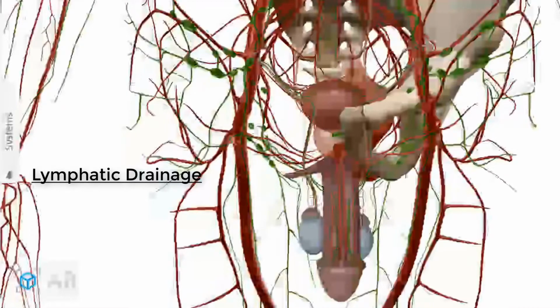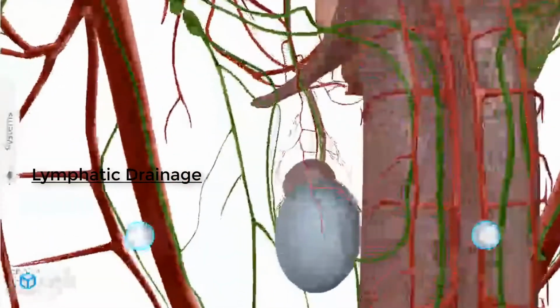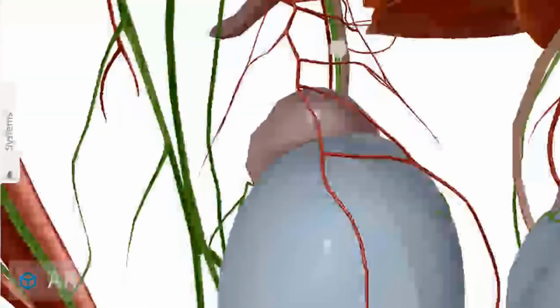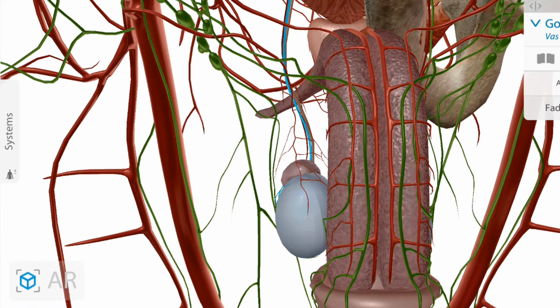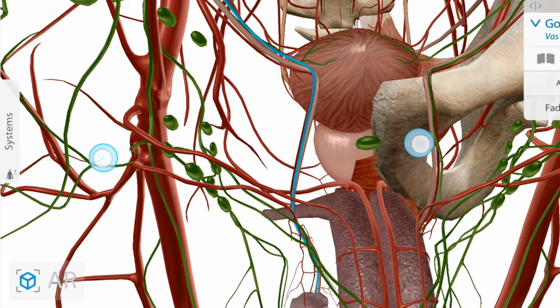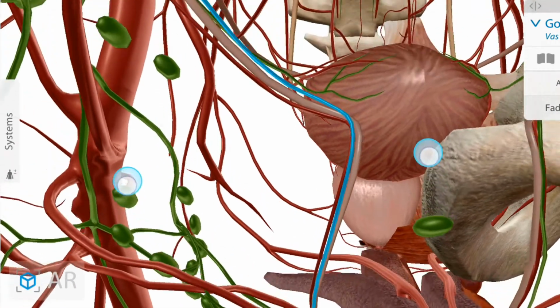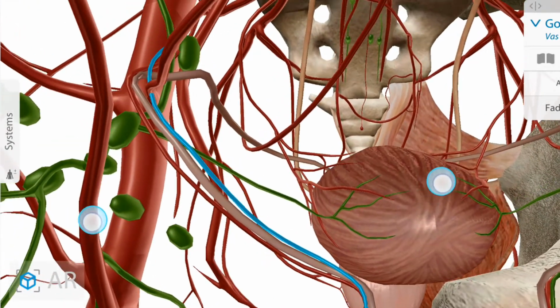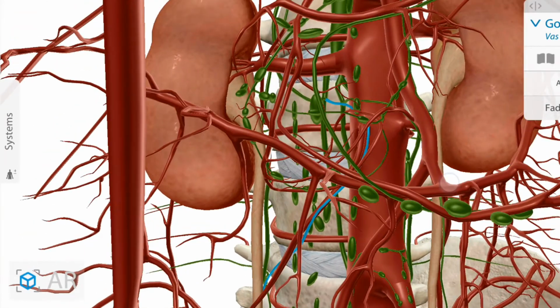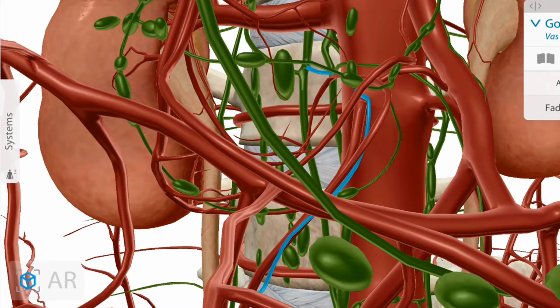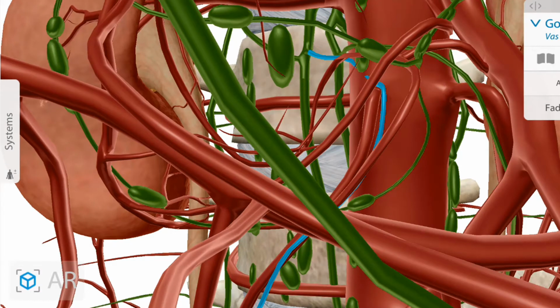Now we will see the lymphatic drainage of the testis. The lymphatic drainage of the testis is by the gonadal lymph vessel, which drains into the pre-aortic and para-aortic lymph nodes at the level of the L2 vertebra. If you can appreciate the highlighted structure, this is the gonadal lymph vessel which is going above at the level of L2 and draining into the pre-aortic and para-aortic lymph nodes.